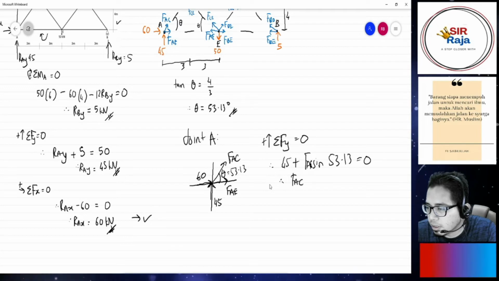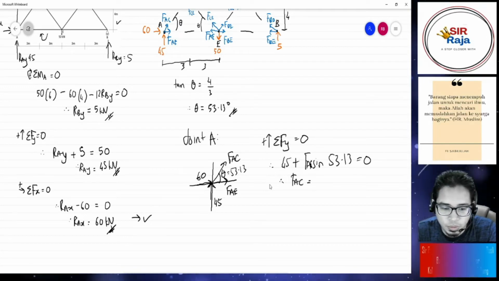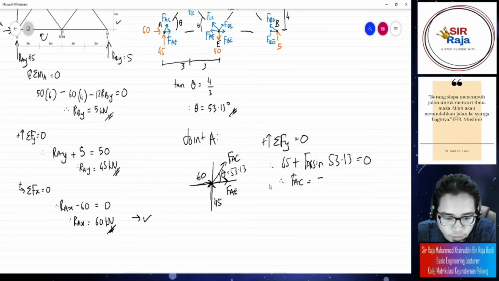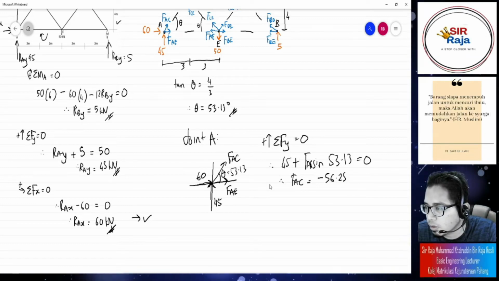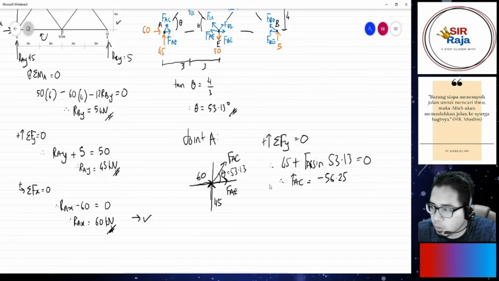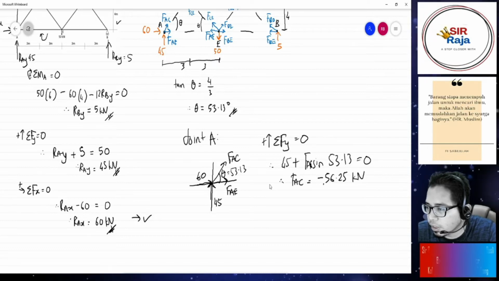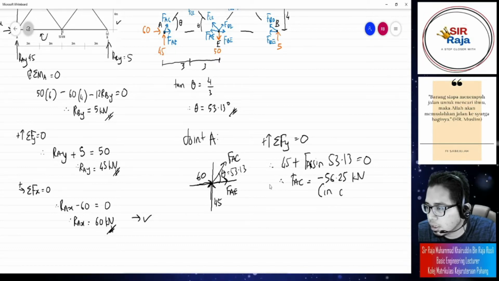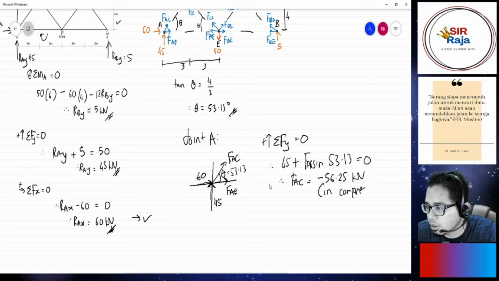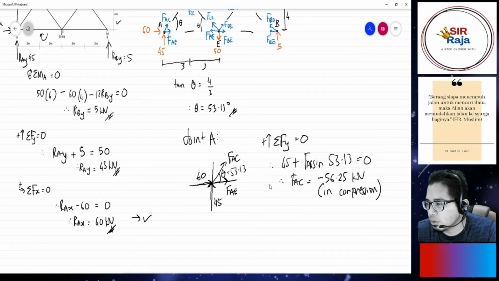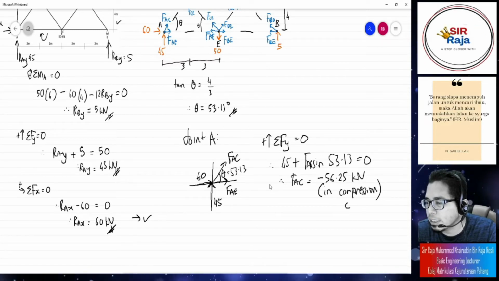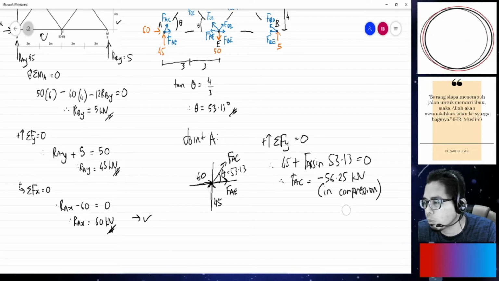FAC is equal to negative 56.25 kilonewton, and don't forget to mention this is in compression. Okay, I always suggest my students, don't just write C, don't just write compression, just put compression. Please complete the sentence, in compression.